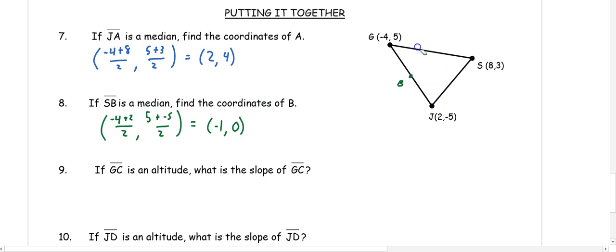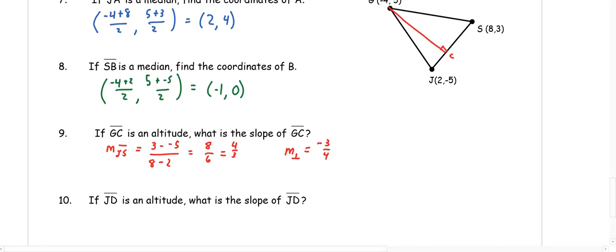Now for number 9, now we're looking at altitudes. So if GC is an altitude, what is the slope of GC? So remember, if this is GC and it's perpendicular, I need the opposite reciprocal slope of that side. So first I'm going to find the slope of JS. So 3 minus -5 over 8 minus 2 gets us 8/6, so 4/3, which means that my perpendicular slope, which is the slope of GC, would be -3/4 because I need the opposite sign and to flip my reciprocal.